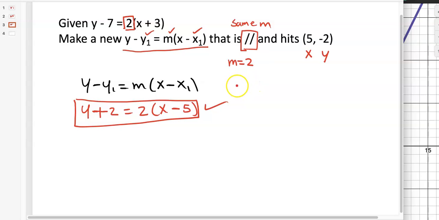All right, that's it. That's all I got, friends. Again, the big trick is the old switch. If it's negative 2 here, it's plus 2, positive 5, minus 5. And if it's the same slope, it's literally the exact same slope.